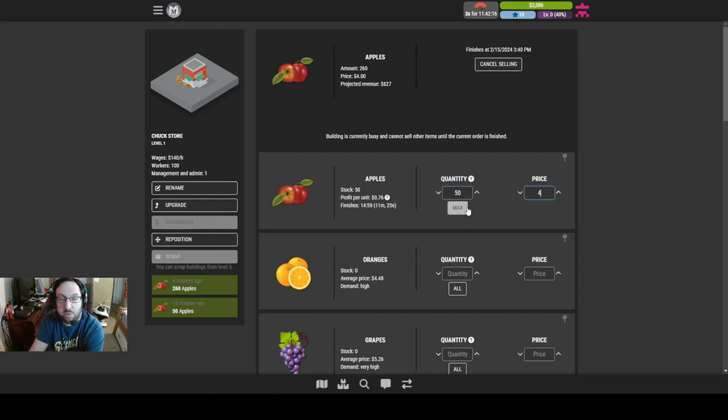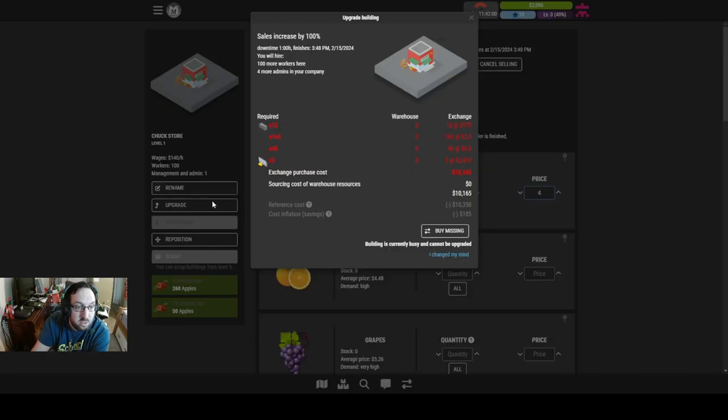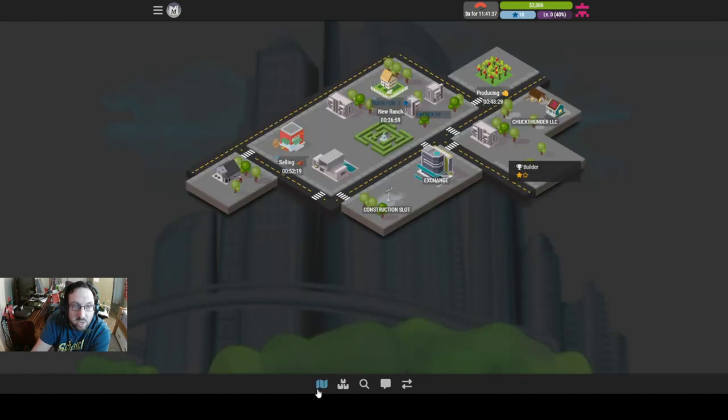Let's see, now we have more profit per unit here. I don't know why. Maybe because we're selling less of them? I don't really know. We can't sell them now because we've already started other items until the current order is finished. It's weird. So we're just an apple selling store, guys. No other benefits. Can we upgrade? You will hire 100 more workers. That's what it will take. Add 4 more admins to my company. It'll be down for an hour and it'll finish in an hour. Sales will increase 100%. Okay. It is what it is. We're stuck kind of waiting.